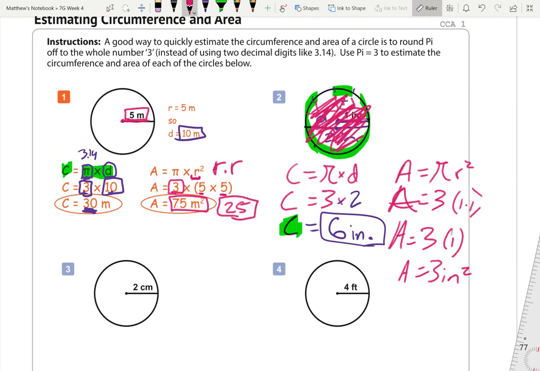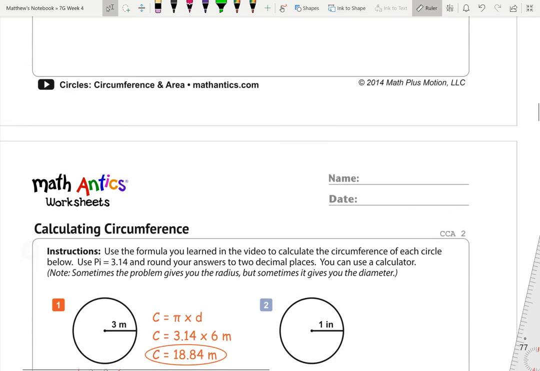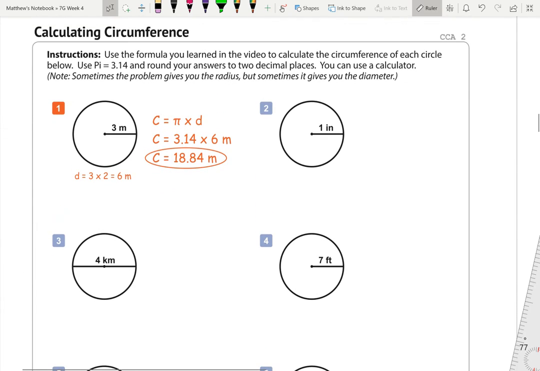Remember the formulas for circumference, that's pi times the diameter, and the formula for area, which is pi times the radius squared, and we're just estimating, so you're going to use 3 for pi. All right, calculating the circumference.